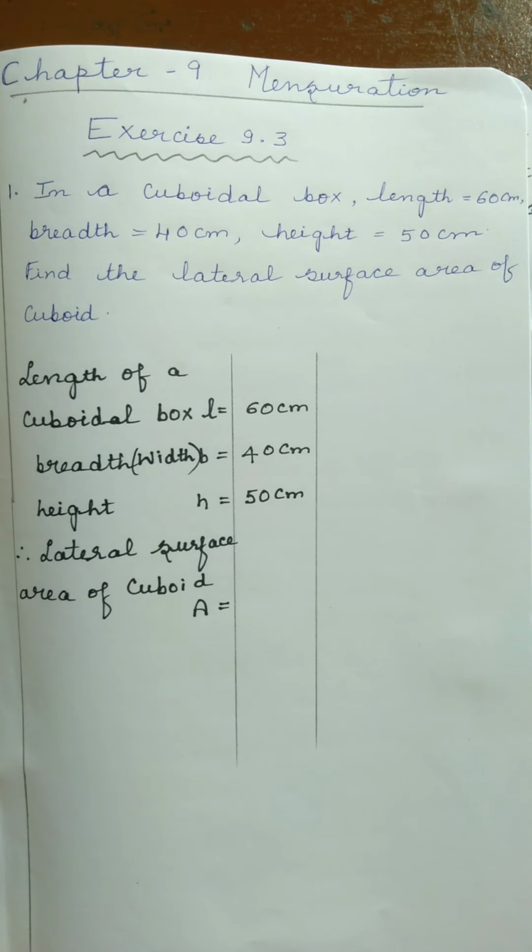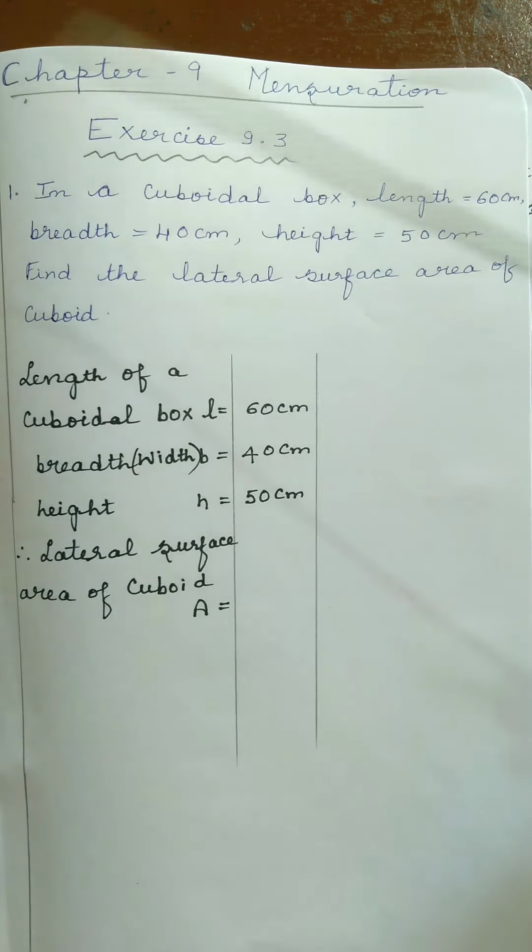In the last class, we have studied about the shapes such as cube, cuboid and cylinder. And also, we have studied the formulas of total surface area and lateral surface areas of cube, cuboid and cylinder. In today's class, let us solve the exercise problems.